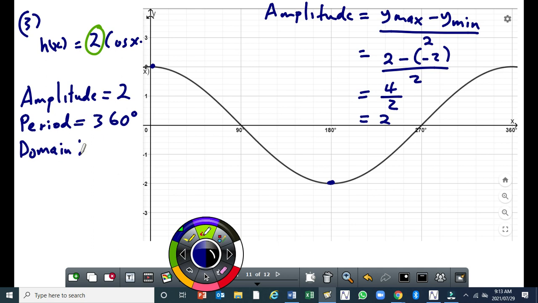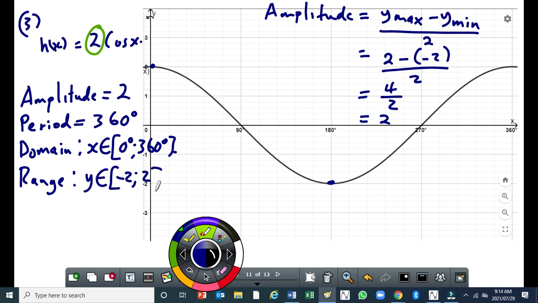The domain, we are starting from x equal to 0 up to 360 degrees. The range, okay, our minimum is -2, and our maximum is +2. All right.